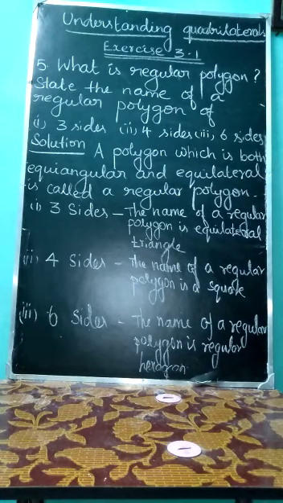Okay. Next one, 3-sided figure. Actually, for the 3-sided figure we have to mention a regular polygon. The name of the regular polygon is equilateral triangle. For an equilateral triangle, all the angles are equal, all the sides are also equal. Next one, 4-sided figure. The name of the regular polygon is a square only. Because for a square, all the angles are equal, all the sides are also equal. The next one, 6-sided figure. The name of the regular polygon is regular hexagon only. Okay.